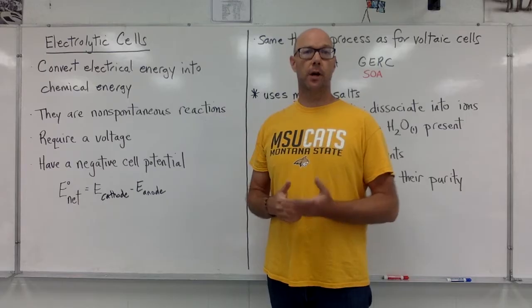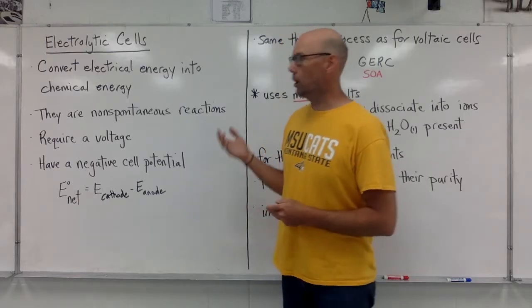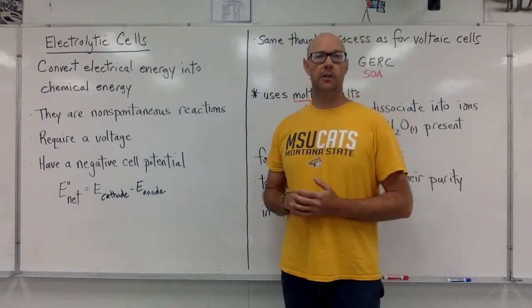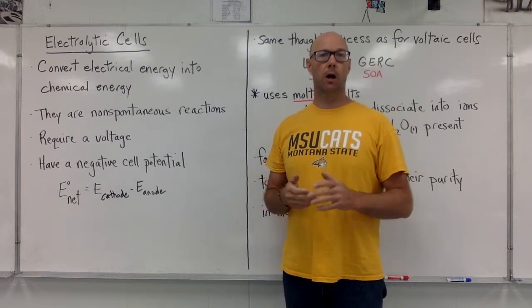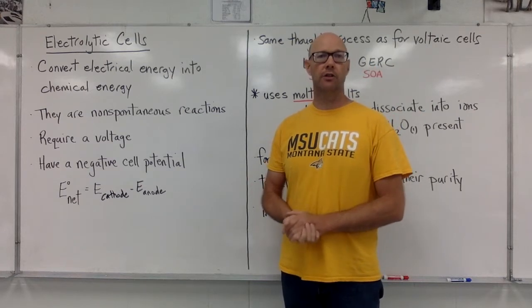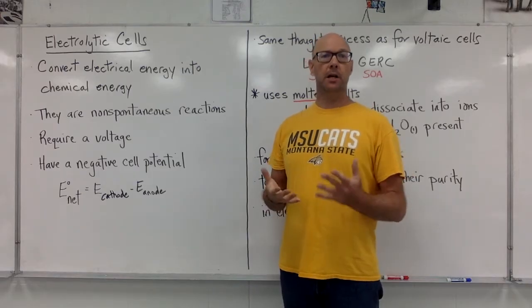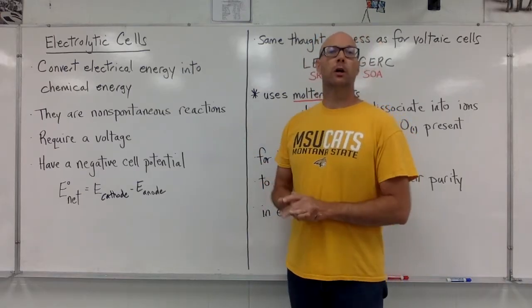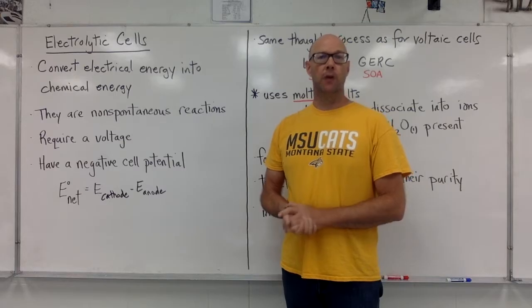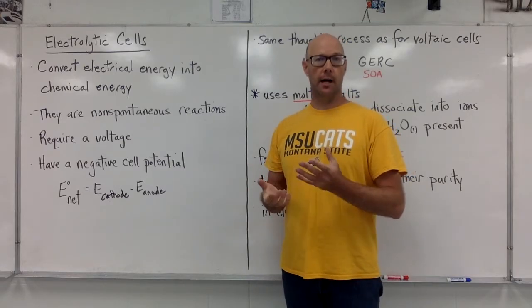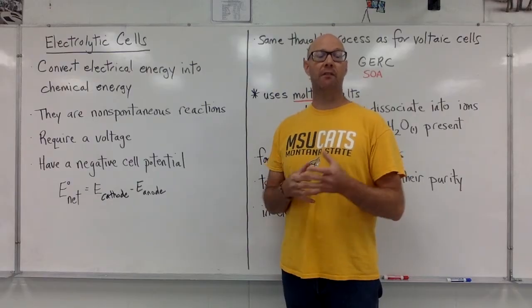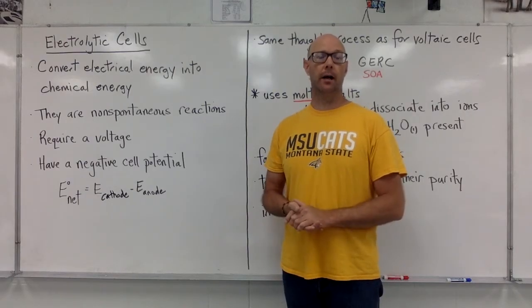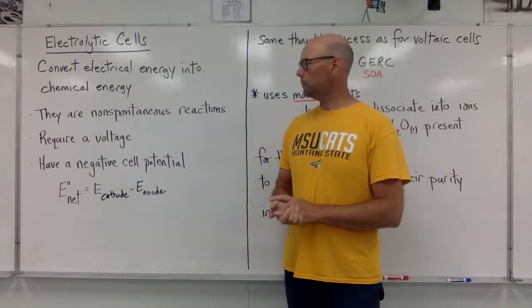The reactions that are part of electrolytic cells are non-spontaneous. That's where the oxidizing agent is below the reducing agent on our table of reduction half reactions in the data booklet. Because of all of that, they require a voltage. They're not going to have a voltmeter in their diagram. Instead, there's going to be a power supply. They're going to have a battery included in the diagram, if we have a diagram.